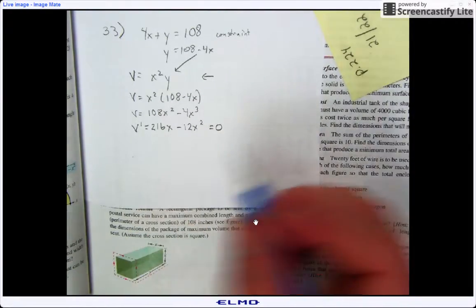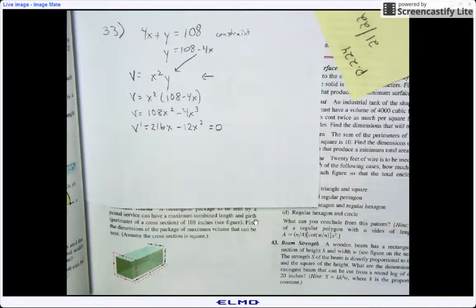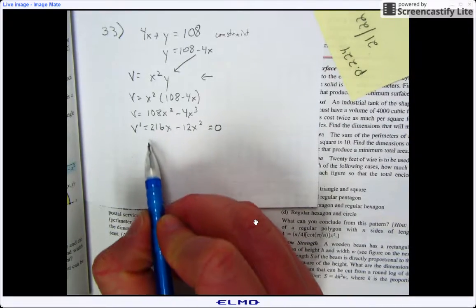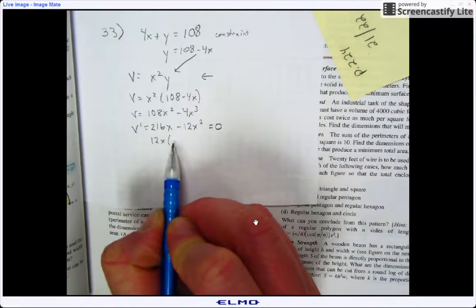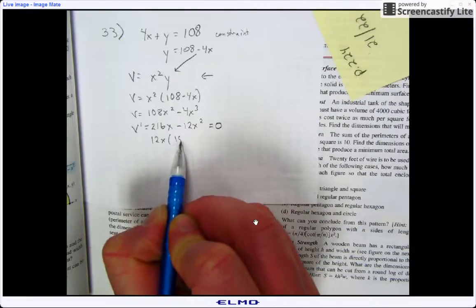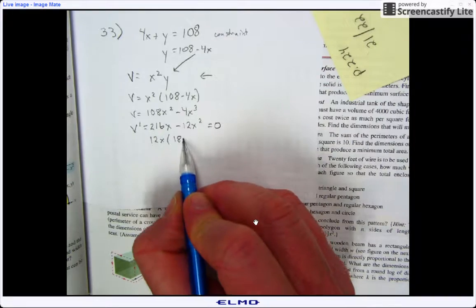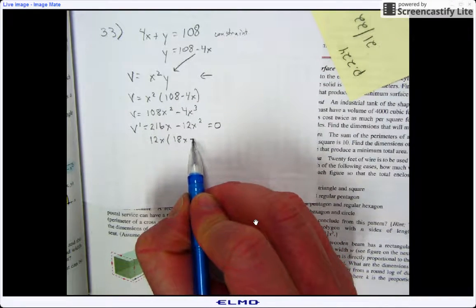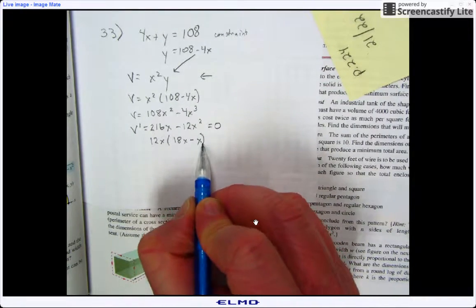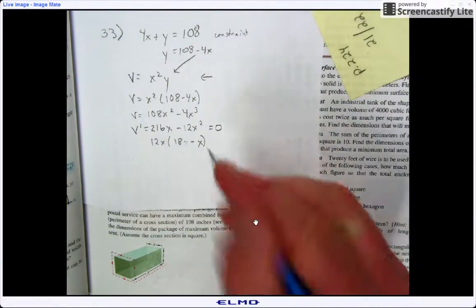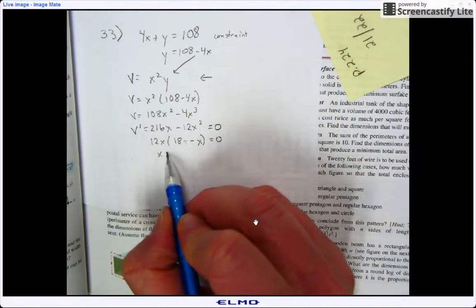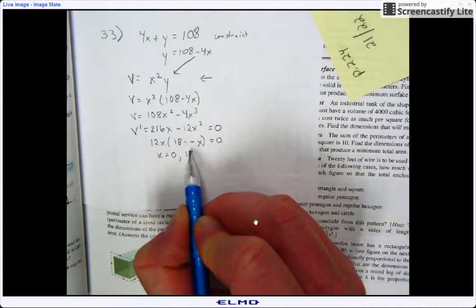So you can factor out, solve however you want to do that. You know that one of the solutions is 0, but you can't have a box that has a dimension of 0. You can factor out 12x, which leaves you with 18 minus x. So x equals 0 and 18.